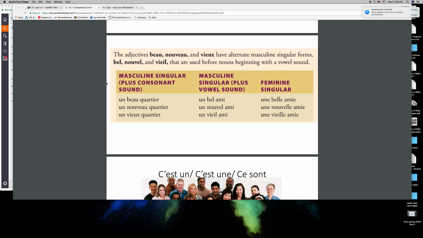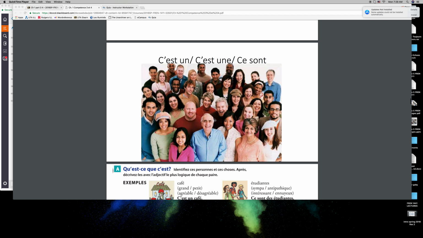The only difference between these two is that the object they're describing begins with a consonant or begins with a vowel. Un beau quartier, un nouveau quartier, un vieux quartier, un bel ami, un nouvel ami, un vieil ami. Okay?